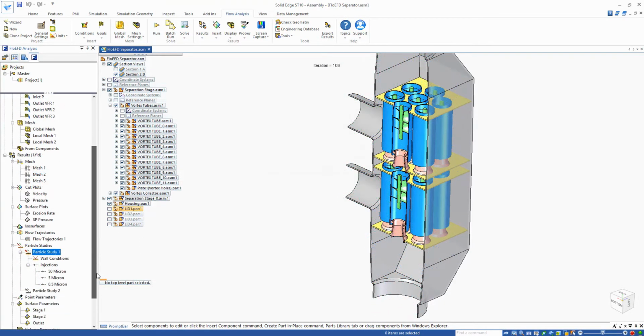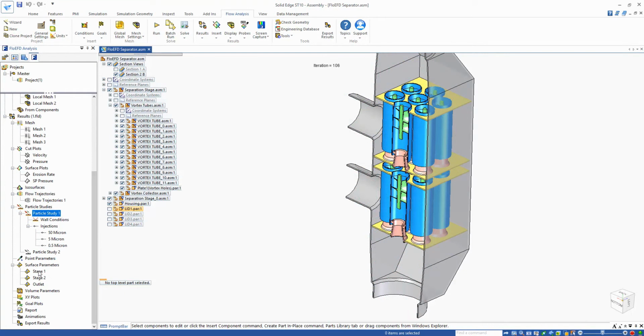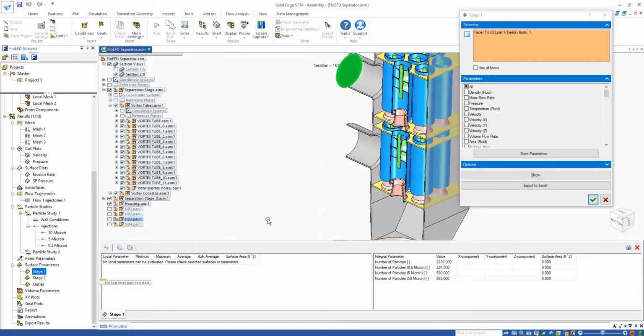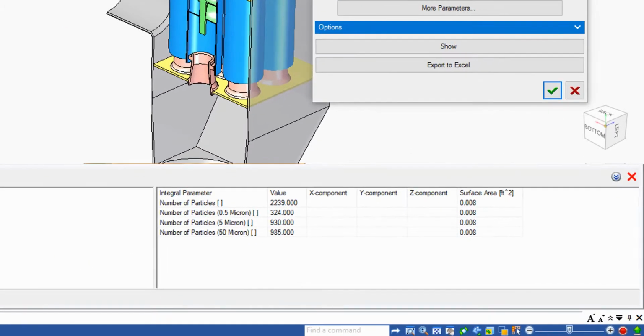So the way to visualize that is to use surface parameters. So if we look at our stage 1 and actually show what that looks like. In stage 1 we're removing 50 micron, removing 98.5%, 5 micron 93%, but in the 0.5 micron we're only removing 32.4% of those particles out of 1,000.